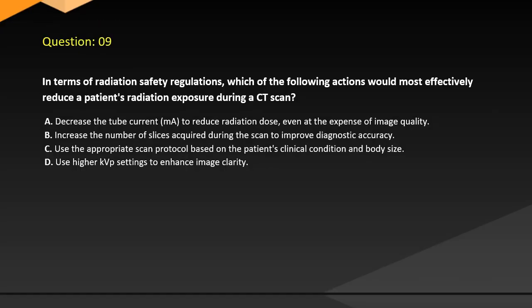Question 9. In terms of radiation safety regulations, which of the following actions would most effectively reduce a patient's radiation exposure during CT? A. Decrease the tube current more to reduce radiation dose, even at the expense of image quality. B. Increase the number of slices acquired during the scan to improve diagnostic accuracy. C. Use the appropriate scan protocol based on the patient's clinical condition and body size. D. Use higher kVp settings to enhance image clarity.